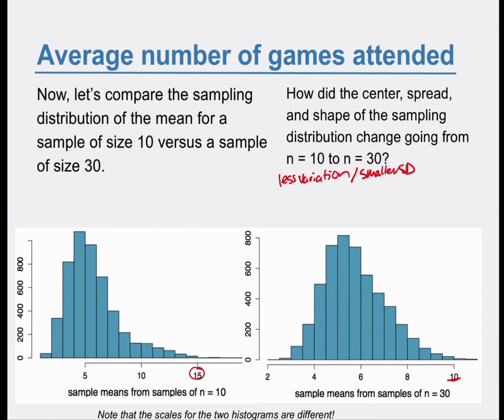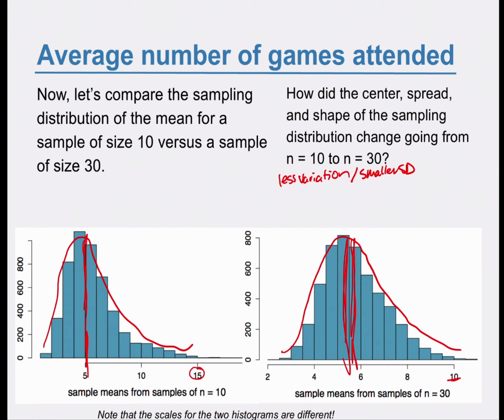The mean of the distribution is still right around 5. Right? The mean is still right around 5 here. So the center doesn't change. The standard deviation, the variability, gets smaller, and the distribution becomes less skewed. It becomes a little bit more normal looking.